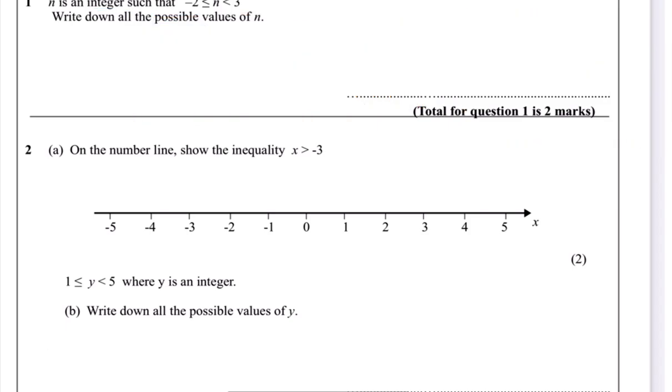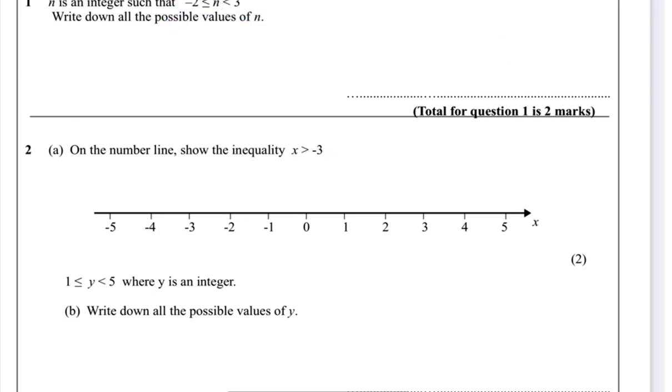The next one says, now be careful about the drawing part. On the number line, show the inequality x is greater than -3. Here's the trick. Look at the top one over here. The top one over here had 2 numbers. If it's got 2 numbers, it means it must have 2 circles. If it's got only 1 number on the inequality line, it means it only has 1 circle.